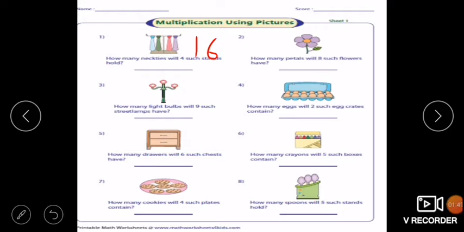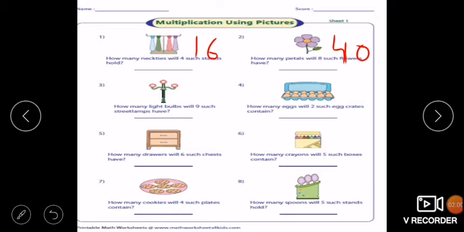Now, how many petals are there in one flower? 1, 2, 3, 4, 5. 5 petals are there. So, how many petals will 8 such flowers have? Now, 8 fives are, yes, very good. 8 fives are 40.